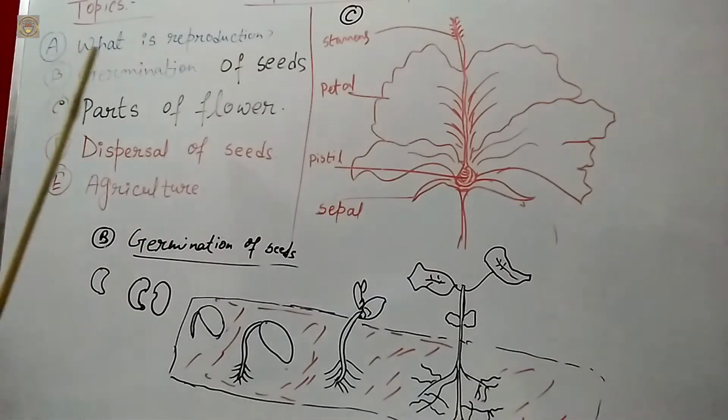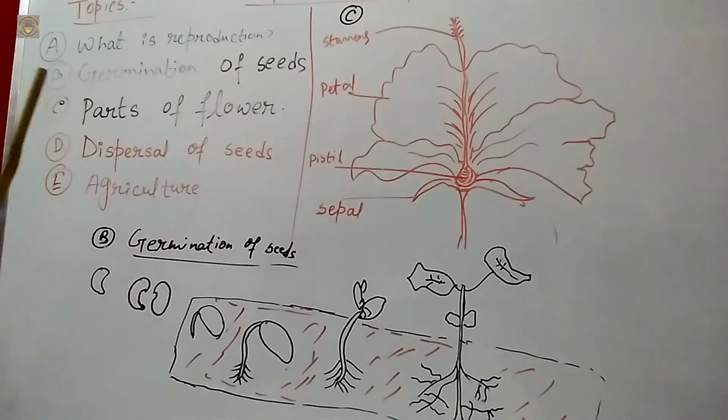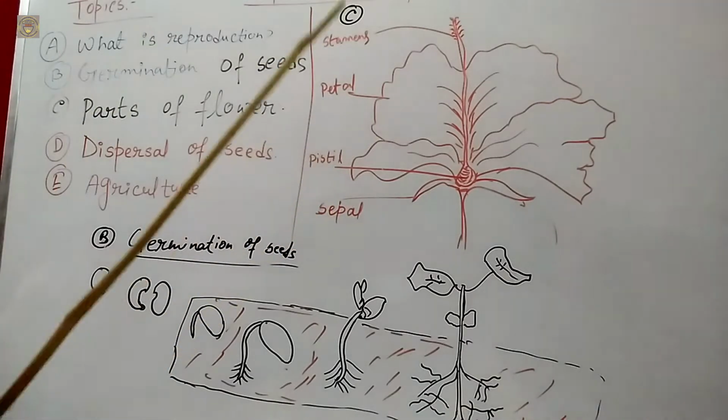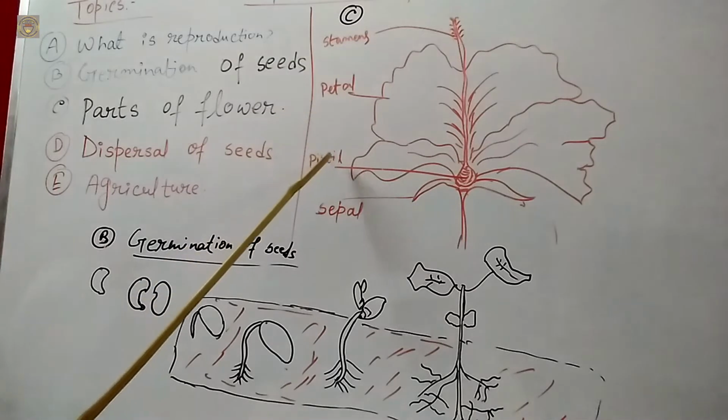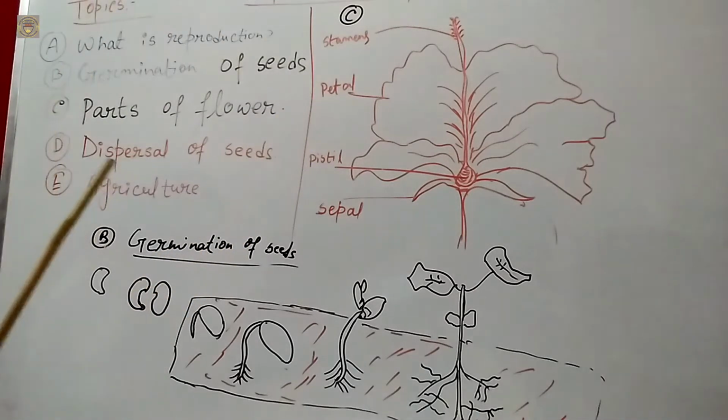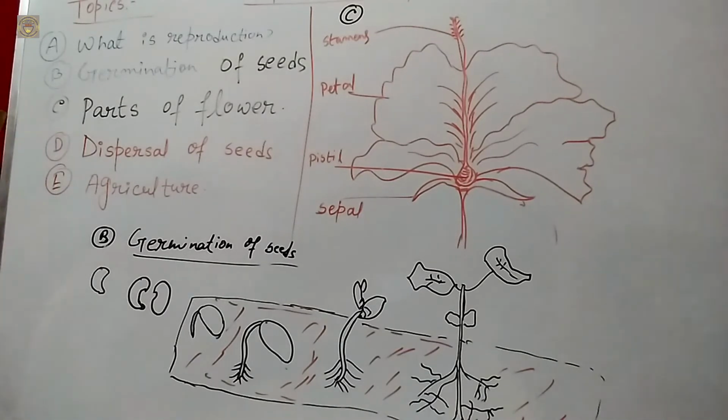Next our topic is parts of a flower. We all know flowers are the most beautiful gifts from nature. A flower has 4 main parts. Look at the picture. A flower has 4 main parts, that is sepal, petal, stamen and pistil. That is sepal, that is petal, that is pistil and that is stamens. Now let's discuss each of the parts.